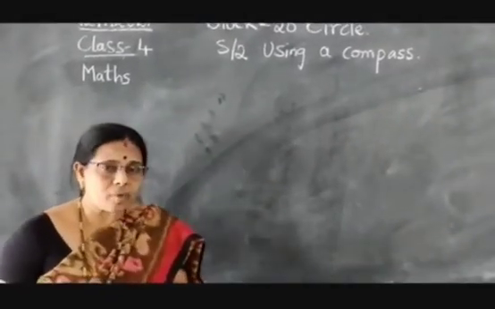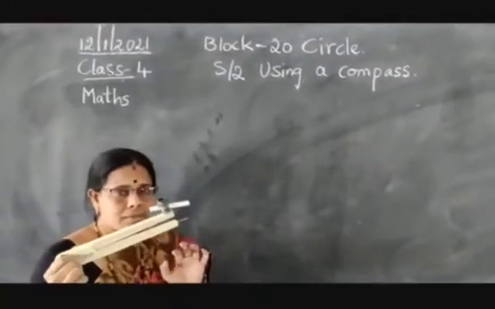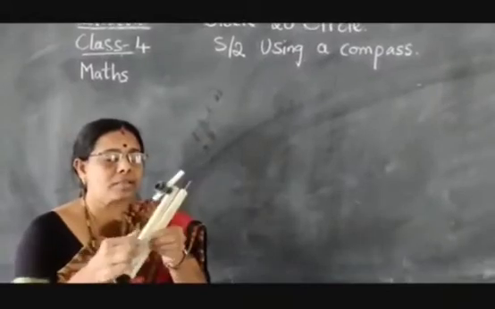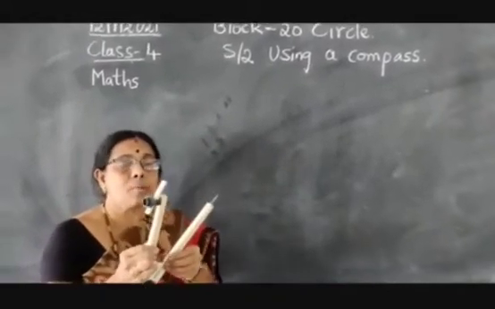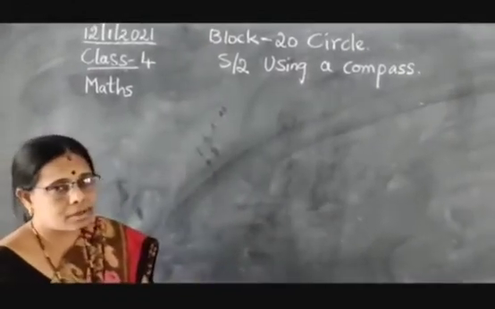Children, in the geometry box, which tool do we use to construct a circle? This is used to construct the circle. This is called what? Compass. This is a compass, children. So now I will show you how to construct the circle.